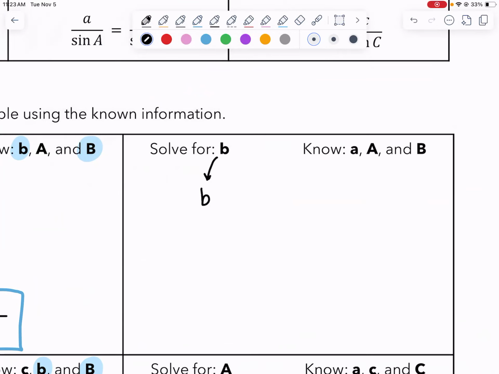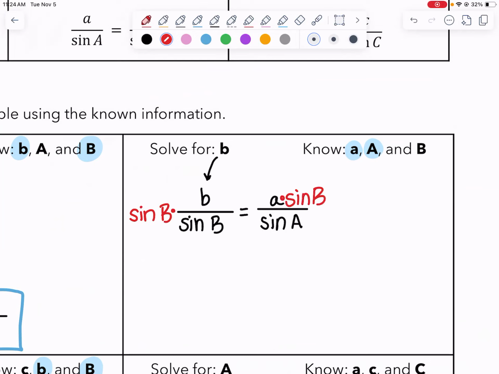All right, we're solving for baby B. Baby B goes up here, which means that sine of angle B will go down below. The thing we know everything about is A. So we have side lengths on top. Baby A goes on top, sine of angle A on the bottom. To get baby B by itself, multiply both sides by the denominator, sine B. These cancel on the left-hand side. You're left with B is equal to A sine of angle B all over sine of angle A.